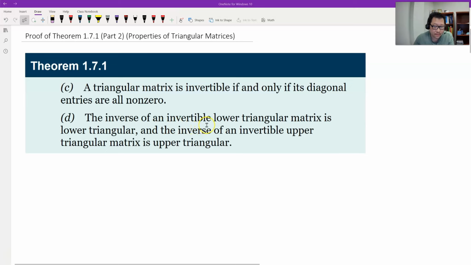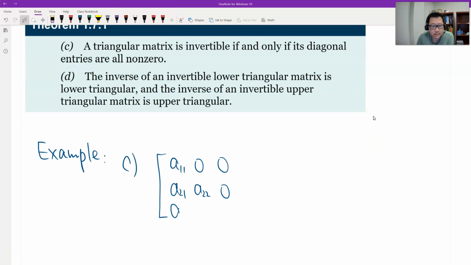So I will just give an example, a small 3x3 matrix, to give you the idea of what we can prove. Let's pick a lower triangular 3x3 matrix as the example. If this is invertible, we need to show that the diagonal entries are nonzero, and the converse is the same. How do we say, if this is invertible, that the diagonal entries are nonzero? We have to use this.